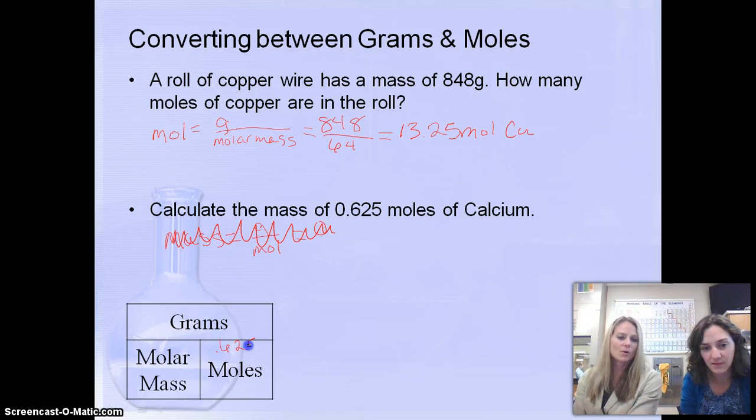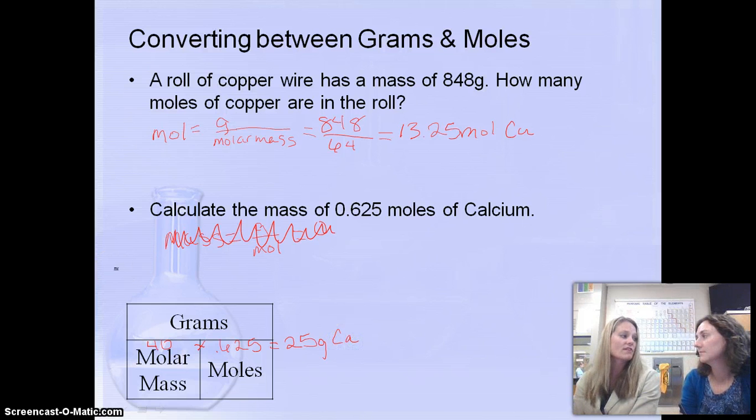You got the 0.625 moles, and then the molar mass of calcium is 40. And because they're sitting next to each other, we can just multiply, and we get 25 grams of Ca. There you go. We've used our two triangles.